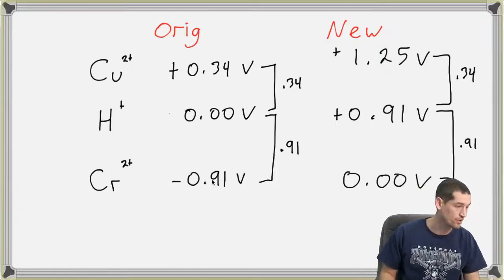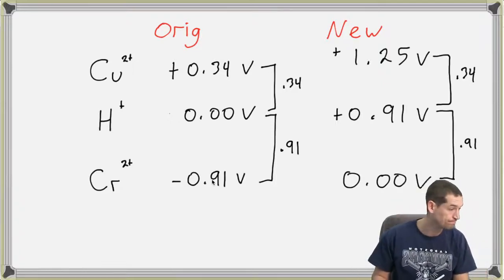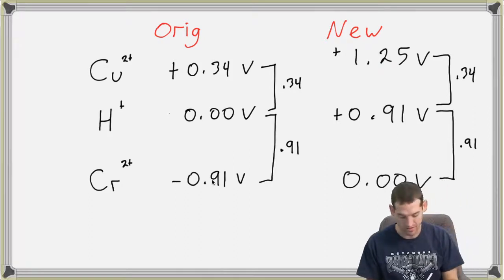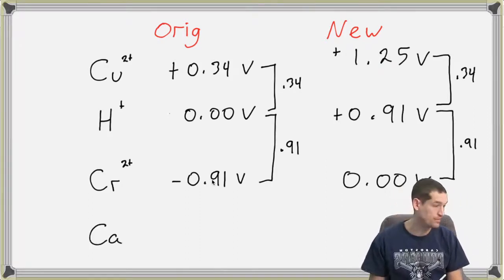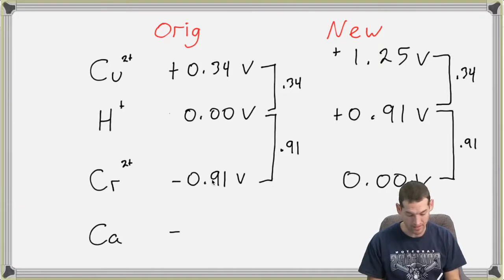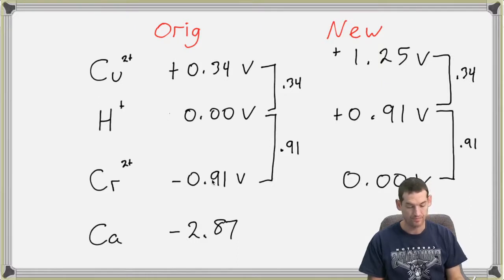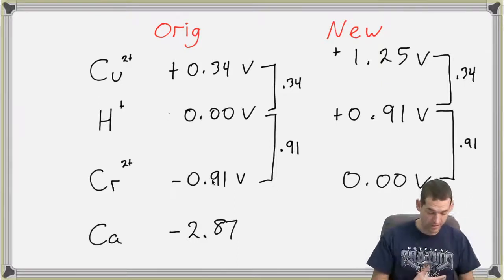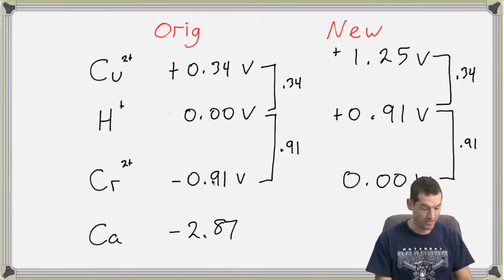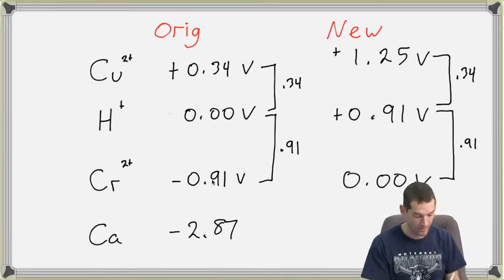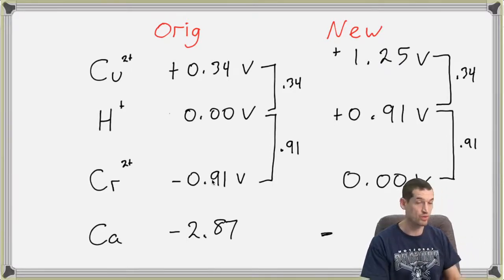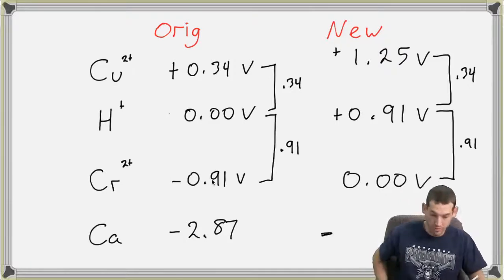If you were comparing it, and let's say you had, let's add in one more thing. What if we'd also included, let's say, calcium. Calcium on my table is at a negative 2.87. Okay? So that means over here, I have to go down more. So I would end up with a negative voltage for whatever that calcium would be.